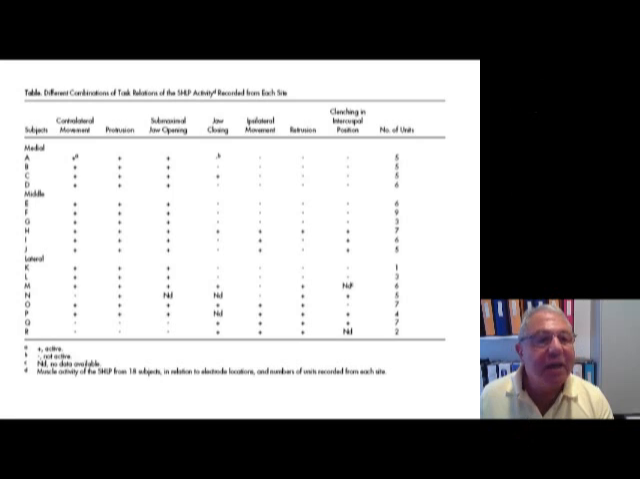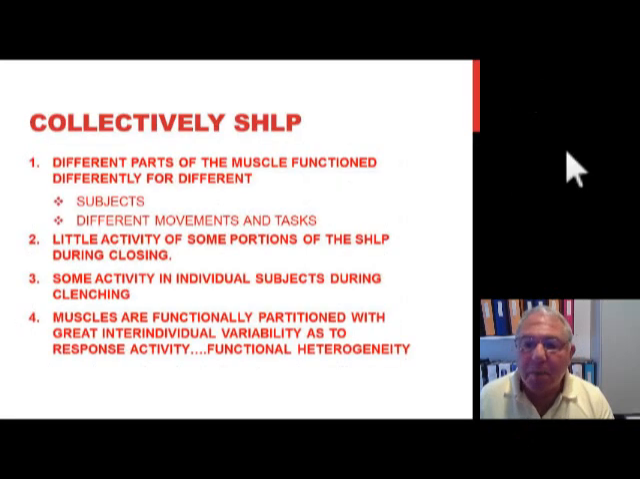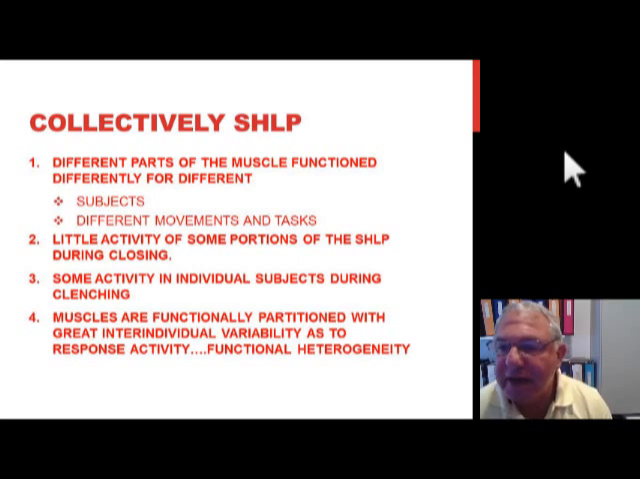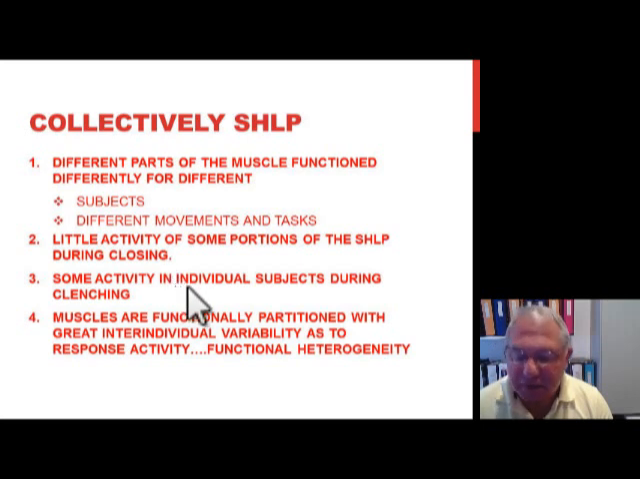Let me just get to the next slide. So my takeaway from this whole thing in conveying information to you is that different parts of the muscle function differently for different people and different movements and tasks. There was little activity of some of the portions of the superior head of the lateral pterygoid during closings. In other words, different parts of the muscle didn't always generate responses.